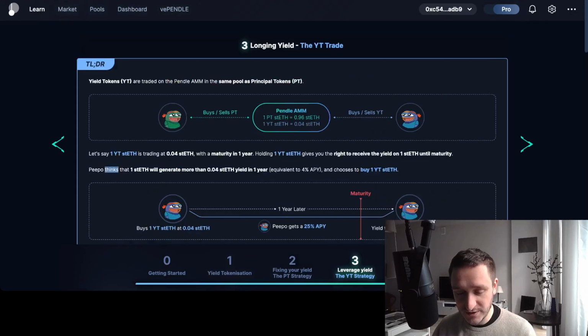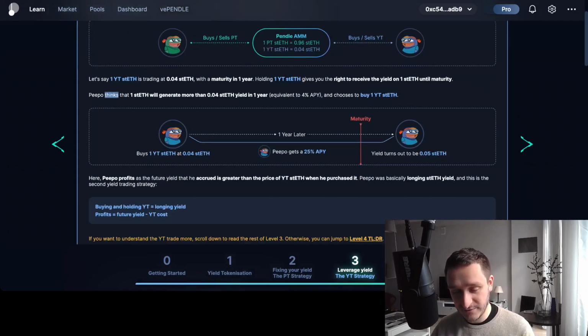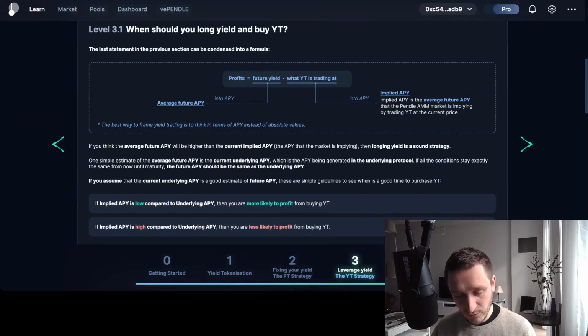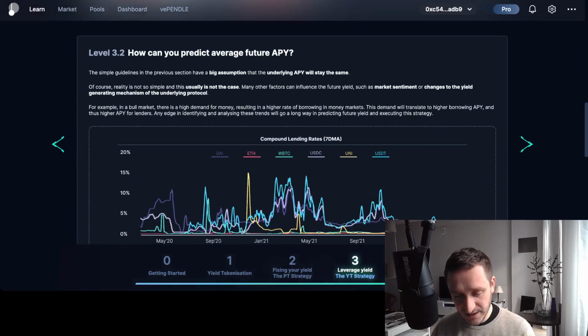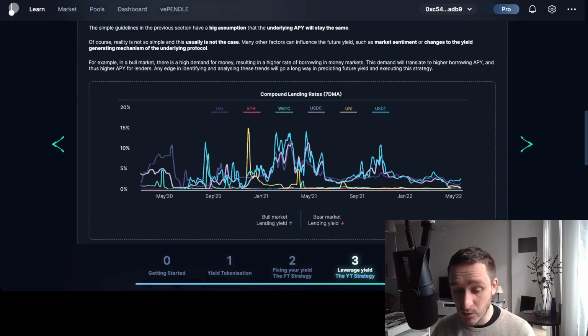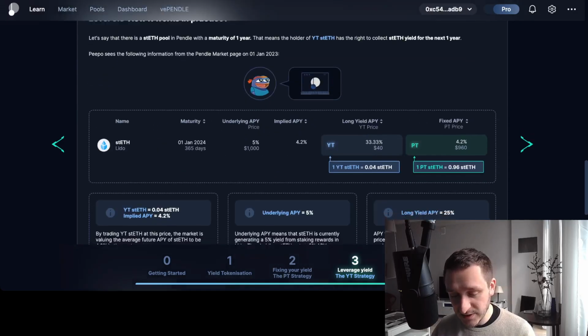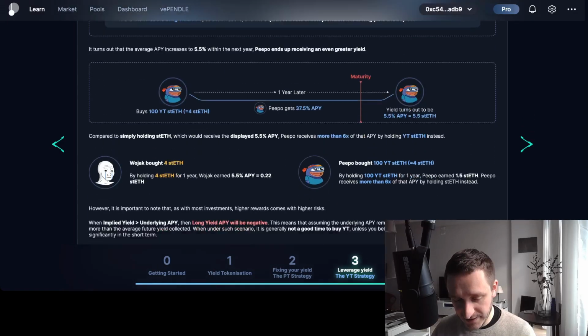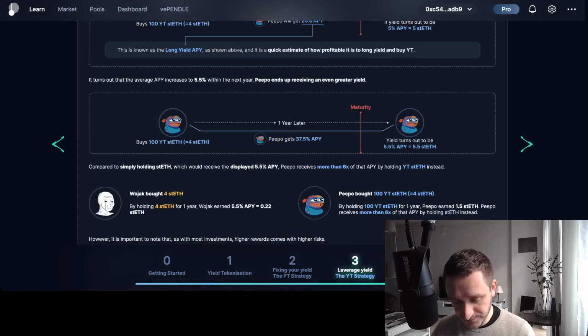Of course, you can always do it the other way, meaning if you guess wrong, then you earn less than what you would expect from the yield. So when should you go long? Really great lessons here. How can you predict the APY? There's a bunch of statistics as well, and this is really cool. As you can see, there's a lot of thought going into that, depending on what you can do.